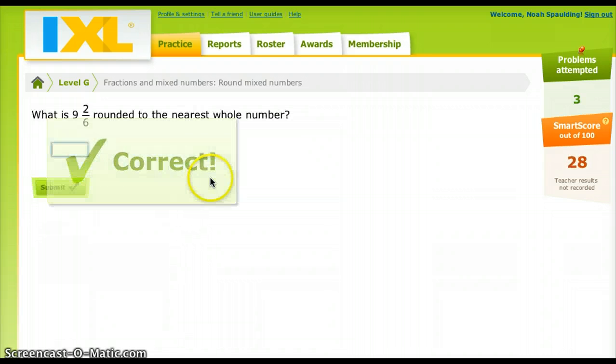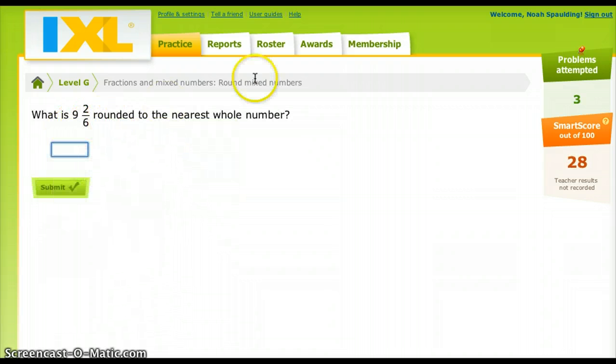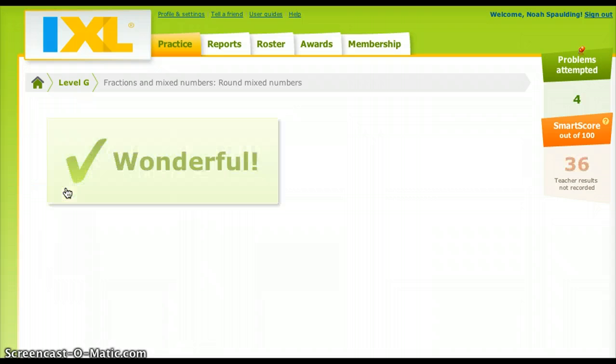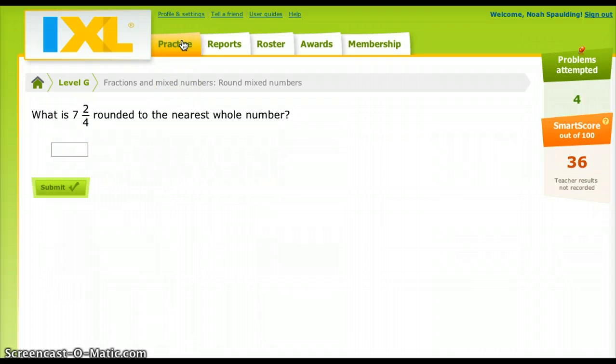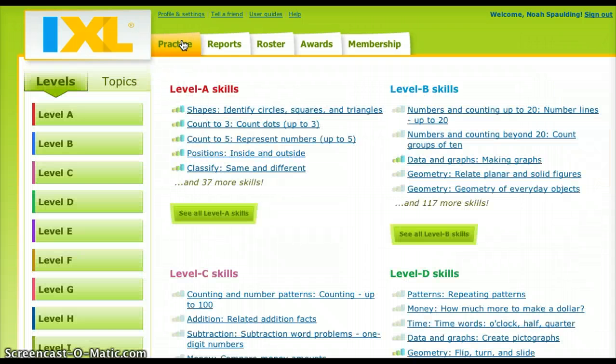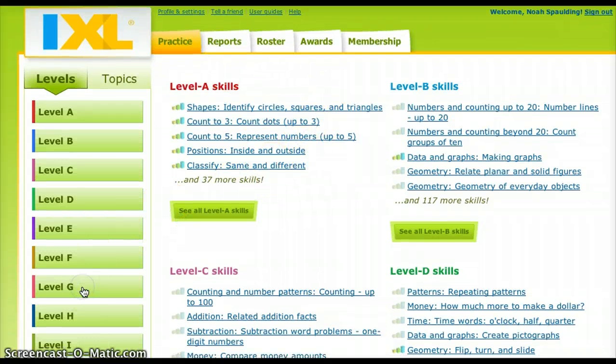I'll do one more here. 9 and 2/6, so our whole number is 9, so it's either going to be staying at 9 or going up to 10. You look at the fraction, it is less than half. Halfway would be 3/6. This is less than half, so we know that we would stay at 9. There you go. Okay, that is L10.